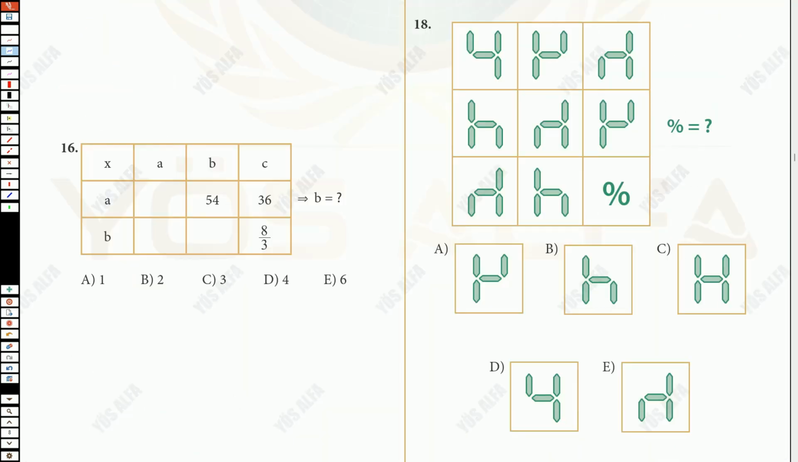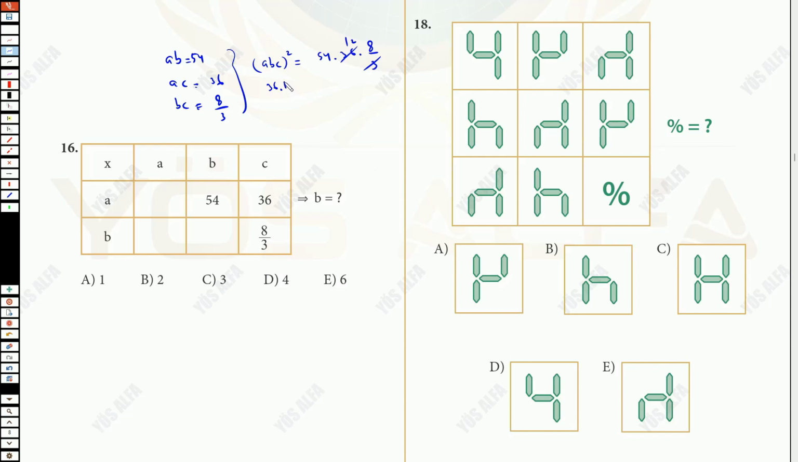Number 16, the multiplication table is given. So I'm going to write down the equations given here. AB equals 54, AC is 36, and BC is 8 over 3. So there are two A's, two B's, and two C's. So when we multiply them, we're going to get ABC, the whole square, equals 54 times 36 times 8 over 3. So we want to find B, so we're going to eliminate AC. So AC is here. It's given to be 36.